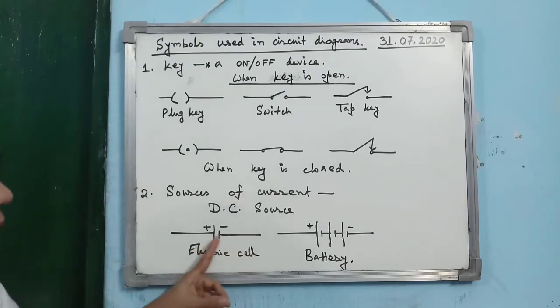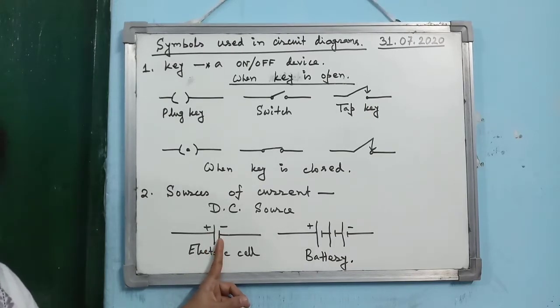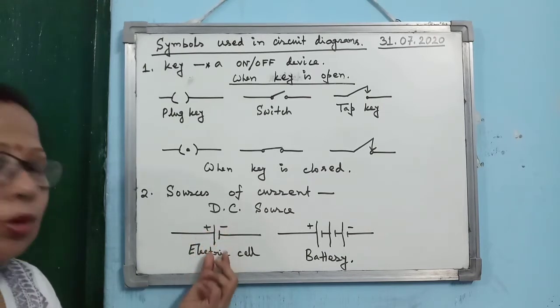So, electric cell, this is the symbol. You see two parallel lines. One is bigger in size, another is smaller in size. That should be mentioned. Do not make them equal size.